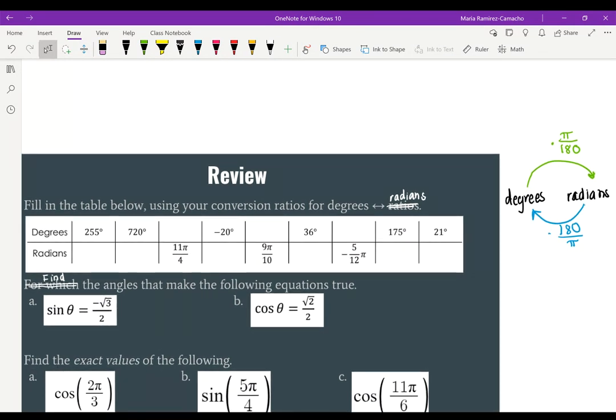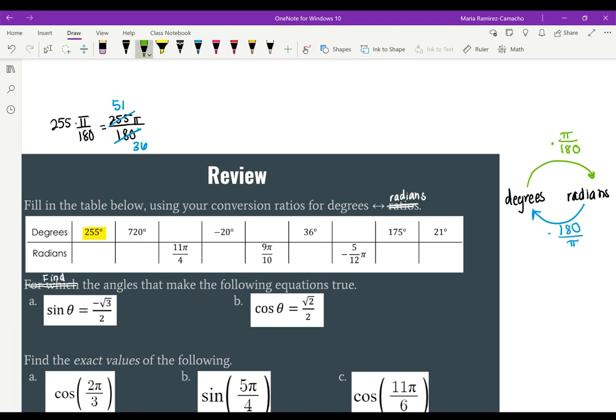So let's start with all the degrees and convert those to radians. Starting with 255 degrees, multiply 255 by pi over 180. Reduce this fraction as much as possible. So look for common factors. Right away, I'm thinking 5 goes into 255 and 180. 5 goes into 255 51 times. 5 goes into 180 36 times.